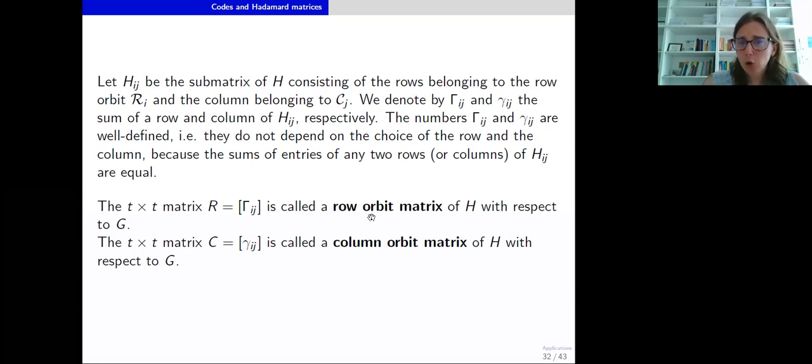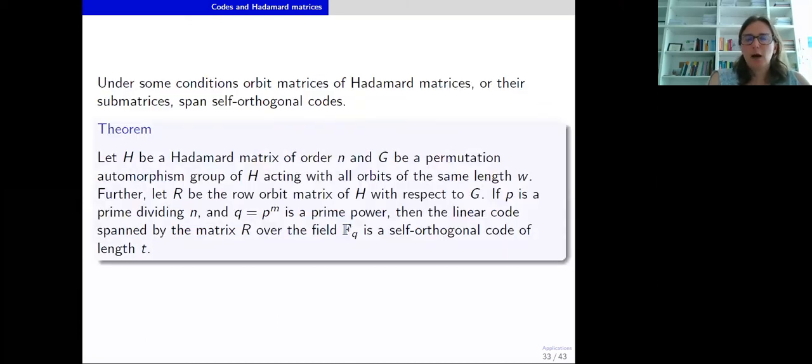So this is important. Row orbit matrices of Hadamard matrices, not of some incidence structure. Because Hadamard matrices have nice properties, we were able to prove a theorem, written in a similar manner to the one that I explained in detail. You take a Hadamard matrix and a permutation automorphism group of it, having all orbits of the same length. You can then build the row orbit matrix of this Hadamard matrix. And if you have a divisibility condition, that p is a prime dividing n, then the linear code spanned by the matrix R will be a self-orthogonal code of length T.